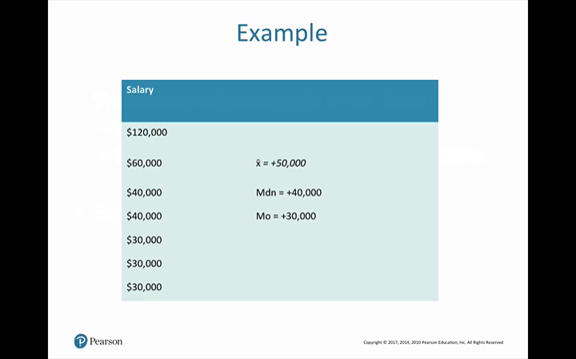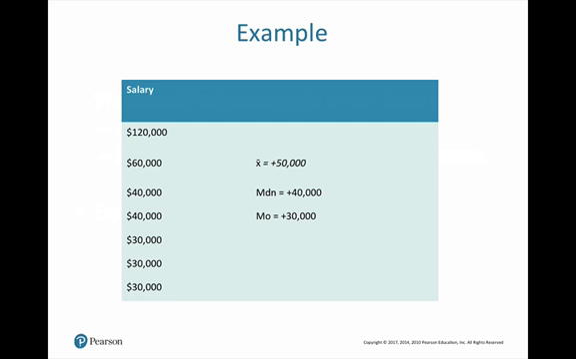Now, to arrive at an example here, I have salary scores. It looks like I have 1, 2, 3, 4, 5, 6, 7 scores of salary. So I've got 3 at 30,000, 2 at 40,000, 1 at 60,000, and 1 at 120,000. If I arrive at the mean, I add up all of those numbers and divide by 7, and that gives me an average salary of 50,000.